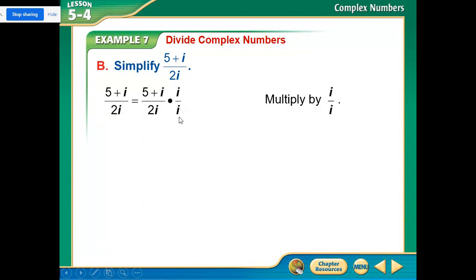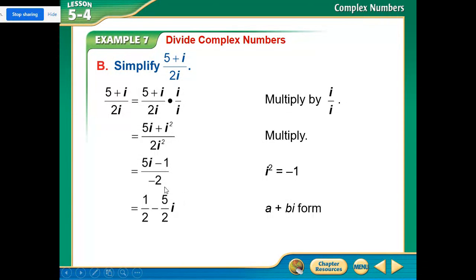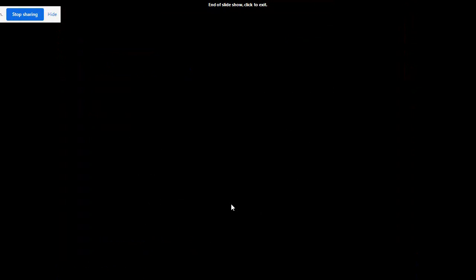This one, we only have to multiply by i, because I need to get that i squared. Now, if I multiply by i, I'm going to have to distribute here. I get 5i plus i squared and just 2 times i squared. Now, those i squareds become negative 1s. So that's negative 2 and negative 1 on top. And writing it a little bit better, that becomes 1/2, and this is negative 5/2 i. So that's our answer. And that's what I have for you today.